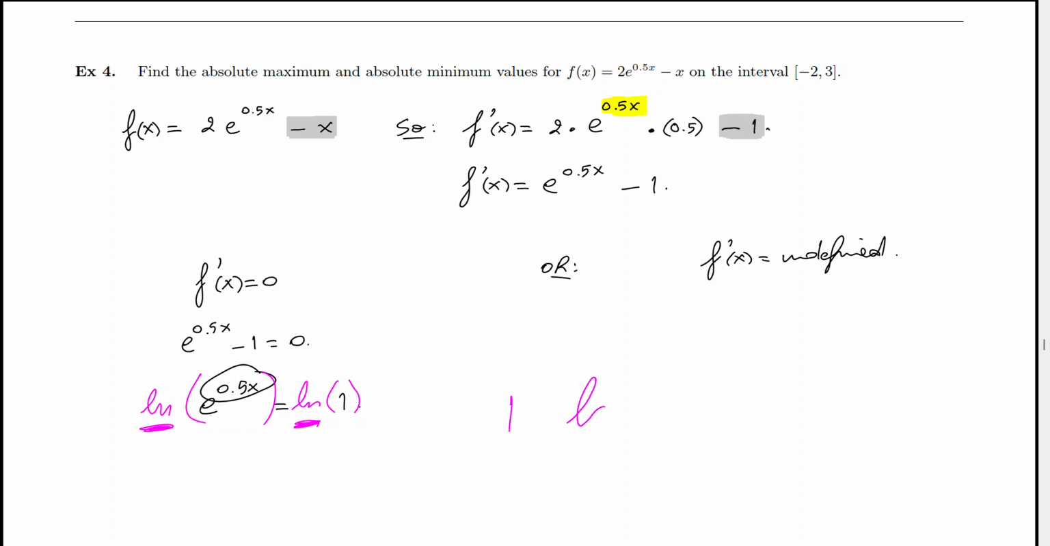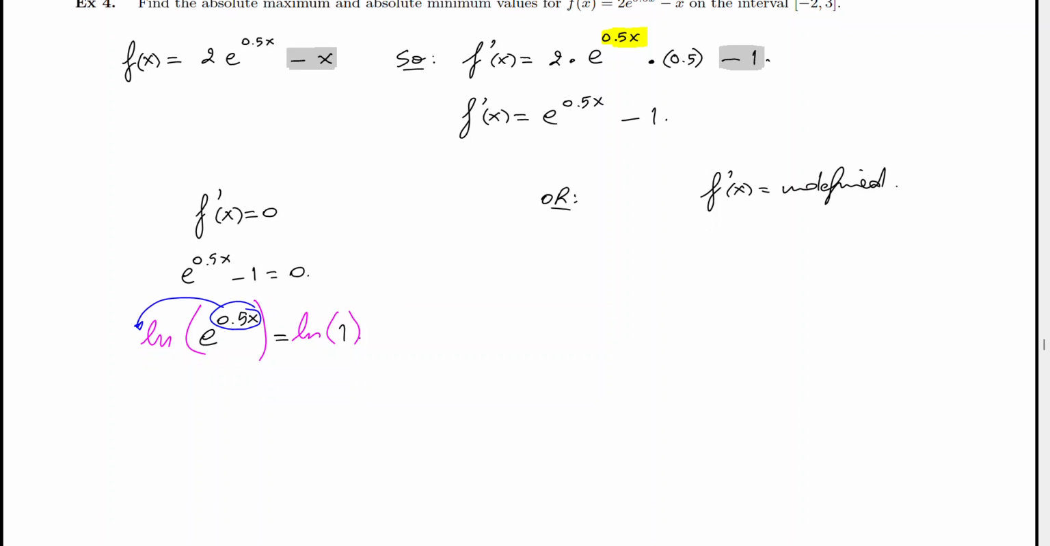Don't write 1 ln. That's kind of ridiculous. It doesn't make sense. It's ln of the 1. ln needs an argument, and the argument is basically 1. So using the special property of logs, we can take this 0.5x and write it in front. This is just an algebraic property of ln, so this is not any calculus.